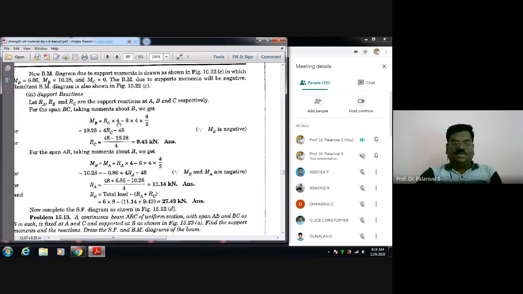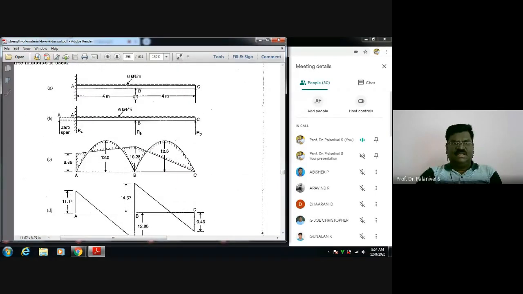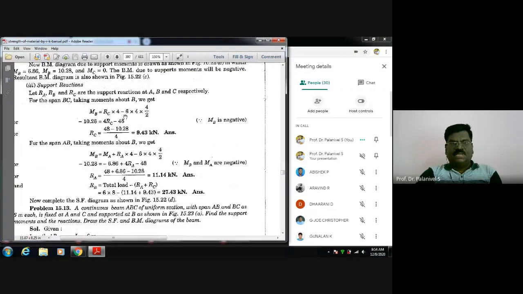So RC into 4. Next, the UDL. Just imagine you have fixed it here. Your focus should be only on three items. Here it is fixed, the beam, and the UDL under consideration. This UDL tends to bend the beam in this manner, in a hogging manner here, so it is negative. So minus 6 into 4 is the total UDL, into 4 by 2 is the central distance from the support B to the line of action of the UDL. That we have computed. From this, RC is found to be 9.43 kilonewton upward.